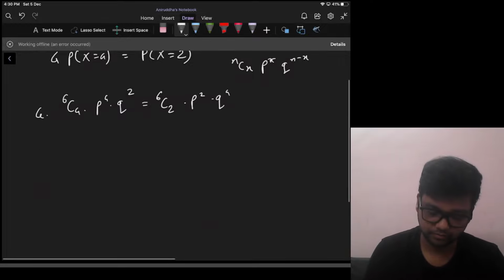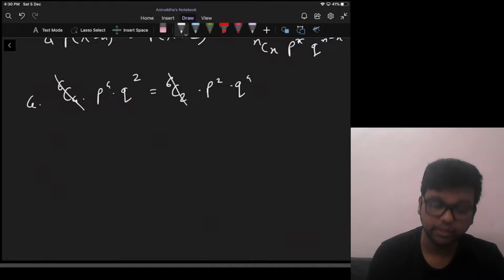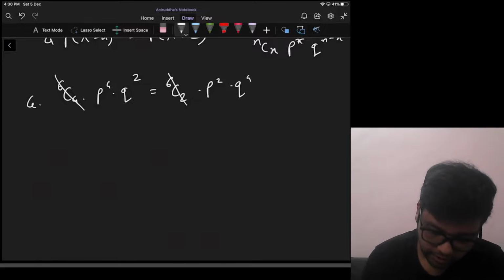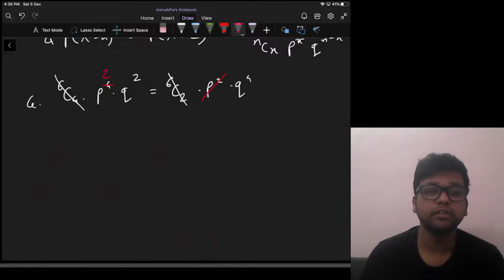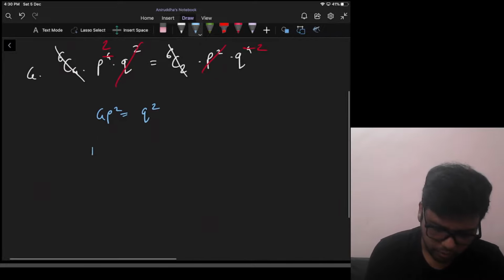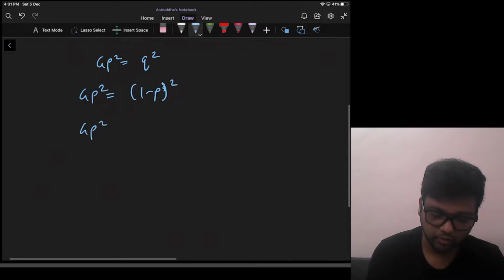6 minus 2. Now if you remember the rules of combination, 6C4 and 6C2 are the same, so cancel them. Then using rules of indices, p square can be cancelled and here only p square will remain. q square will be cancelled and here only q square will remain. So what we are getting is 4p square is equal to q square. But we know that q is 1 minus p, so (1 minus p) whole square. So 4p square will be 1 square minus 2p plus p square.